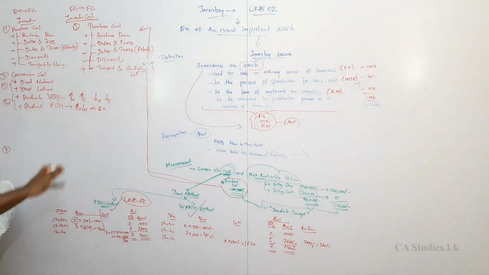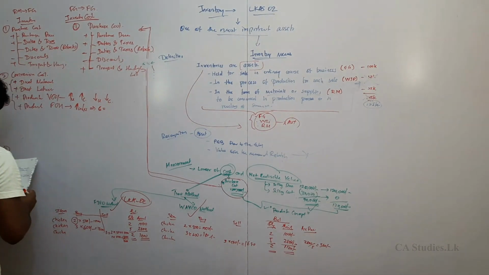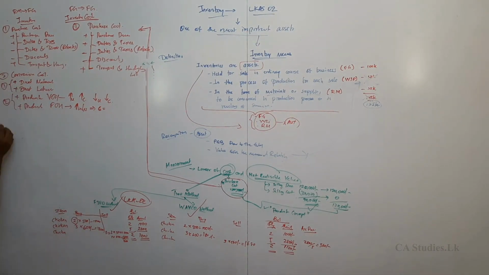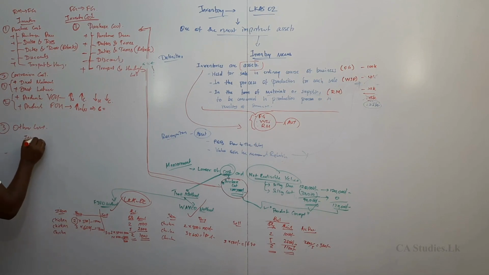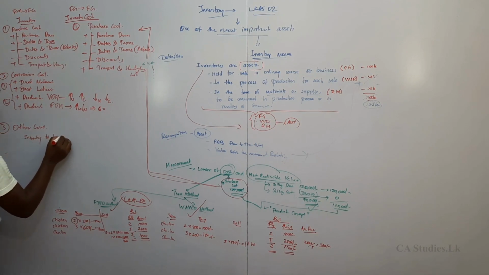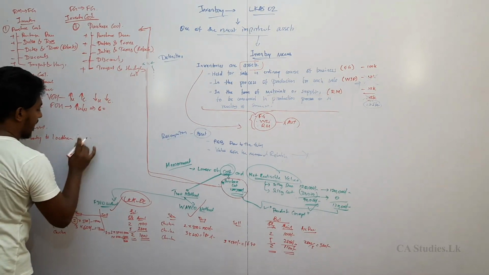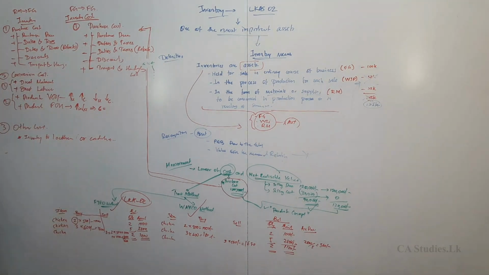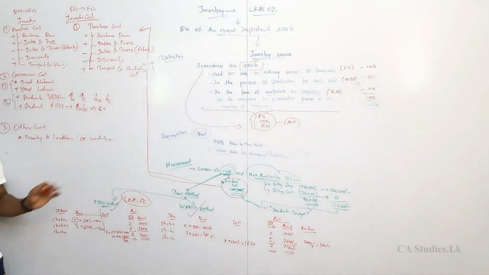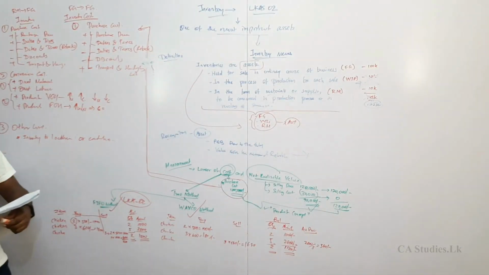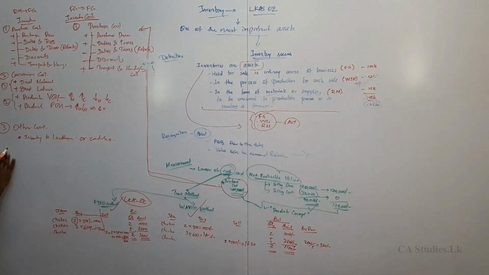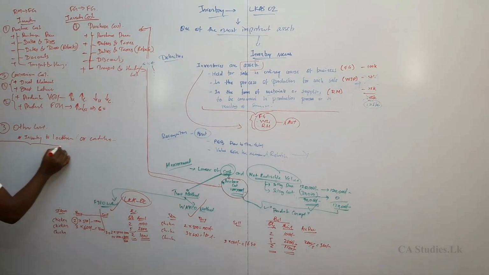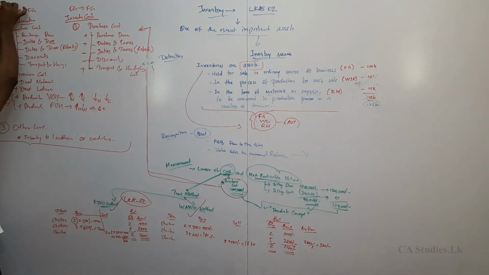That is the definition of variable overheads and fixed overheads, right? The definition will not be asked in your question. Don't memorize the definition here, right? Now other cost. Third one is other cost. Other cost means bringing the inventory to its location or condition. That's all. These are all costs of the inventory. Now just for your knowledge, these are the costs included.